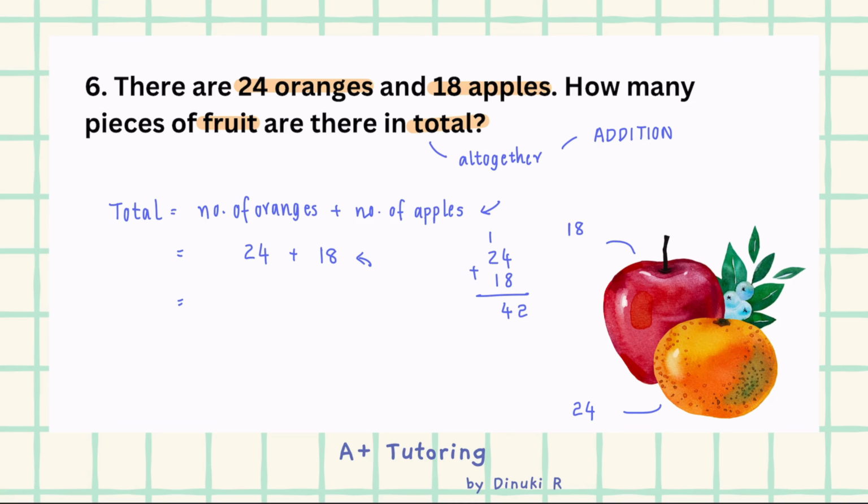A way to do this in your head would be 24 plus 18. 18 is like 2 away from 20. So let's say I increase this side to 20. To balance it out, I need to decrease this side by 2. So 22 plus 20 is a lot easier to do in your head, and you still get the same answer. So our answer is 42, and always ask yourself, what are the units in this question? Pieces of fruit.